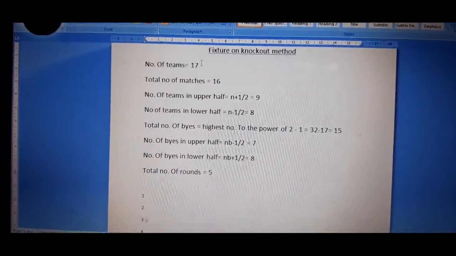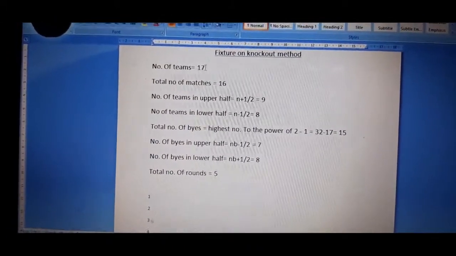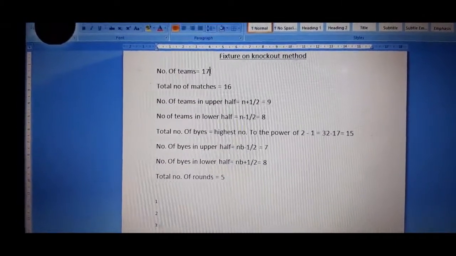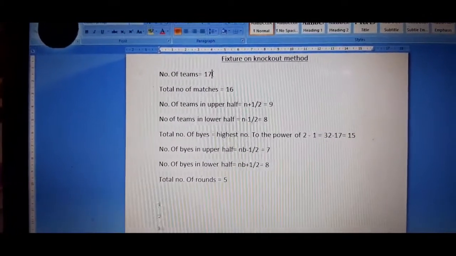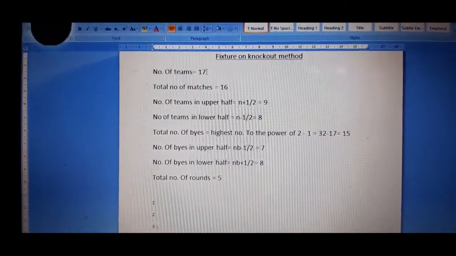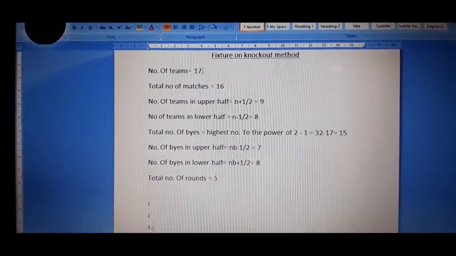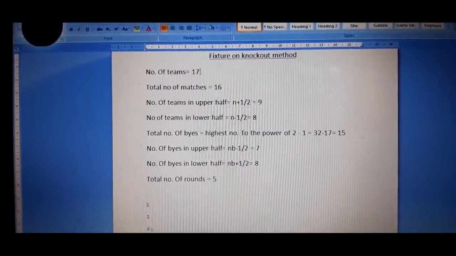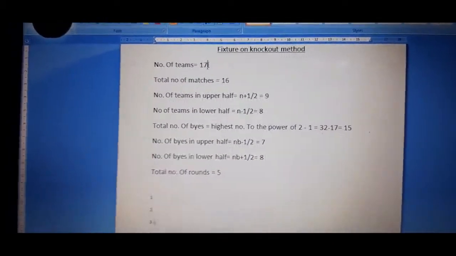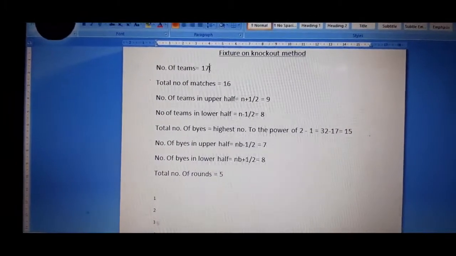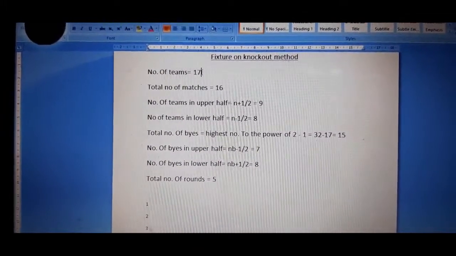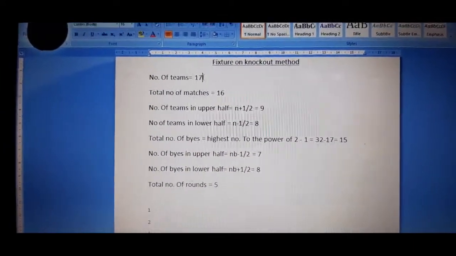So this is how you have to present your answer. If you get a question based on fixture on knockout method, these are the steps that you need to follow. Your answer should be like this only. I don't want any kind of short forms over here. Just keep it to the simplest form. This is how you have to be presentable with your answer.